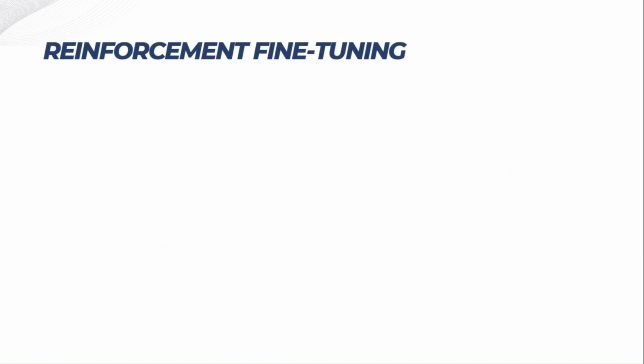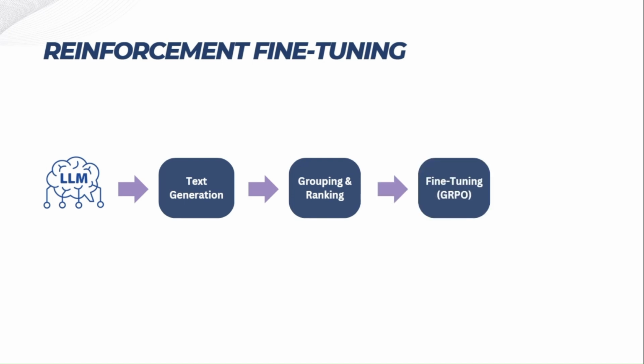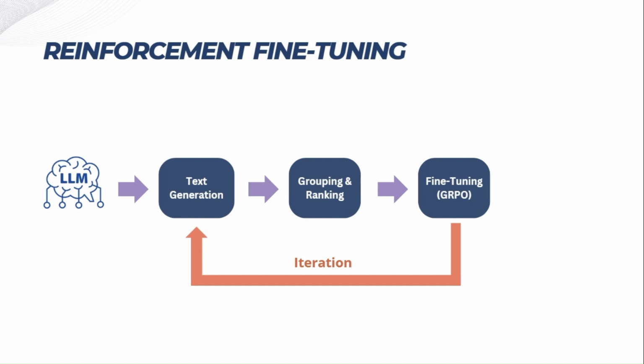Let's see how it works. Our starting point is an LLM pre-trained on some amount of data. We use it to generate some text, which we group and rank. Then we leverage all of this to fine-tune the model using a reinforcement learning technique called GRPO. We repeat this process until we get high quality output. Let's see that step by step.